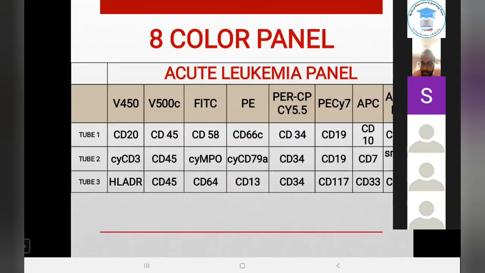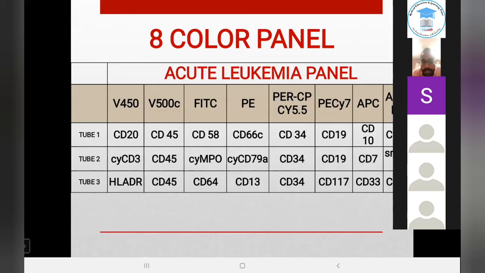Now, say for example, you have an 8-color flow cytometer with you. I hope that I'm not confusing you by putting out these tubes like tube 1, tube 2, tube 3. So say you have a flow cytometer, you have the blood of the patient. Now you will take 3 tubes. In the 3 tubes, you will put the blood of the patient in the first one, in the second one, in the third one. Now, what is one marker that should be present in all the tubes that you need for gating?